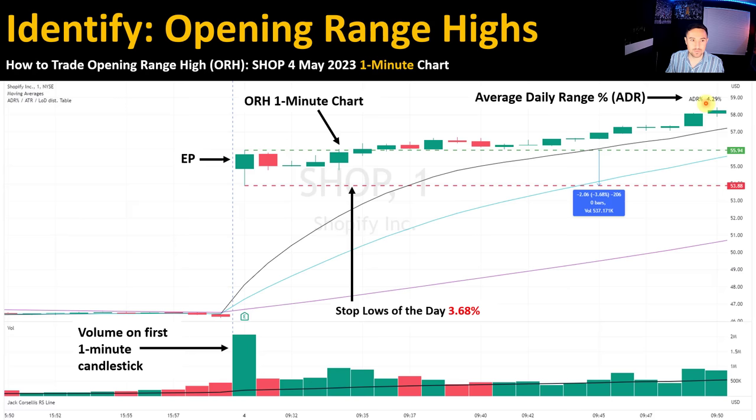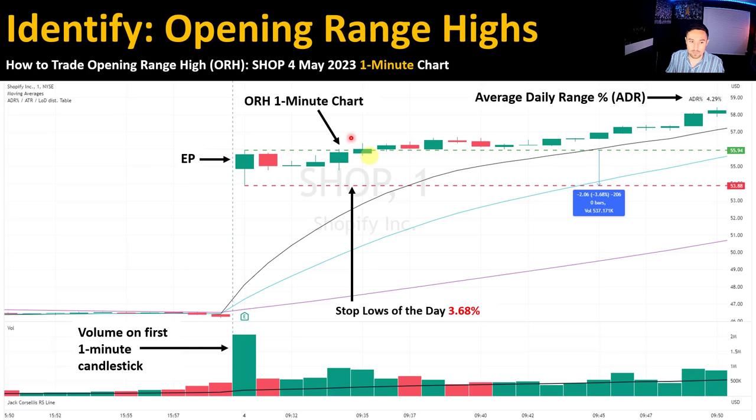Here we go. So it gaps up, as you'd expect, right? It's an EP on the earnings. So here is the first 1 minute candlestick. Good volume coming through, really good volume, shakeout demand tail, decent close, and then it goes tight, tight, tight, and then here it takes out the opening range highs of the first 1 minute bar, which is $55.94. So your stop is then the lows of the day, which is underneath this bar, $53.88.